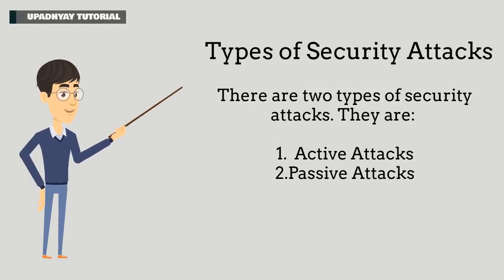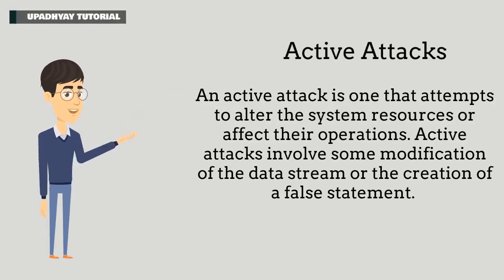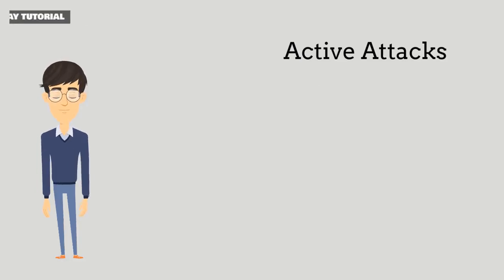There are two types of security attacks. They are active attacks and passive attacks. Let us know what do these mean. An active attack is one that attempts to alter the system resources or affect their operations. These involve some modification of the data stream or the creation of a false statement. Not so clear, right? Okay.